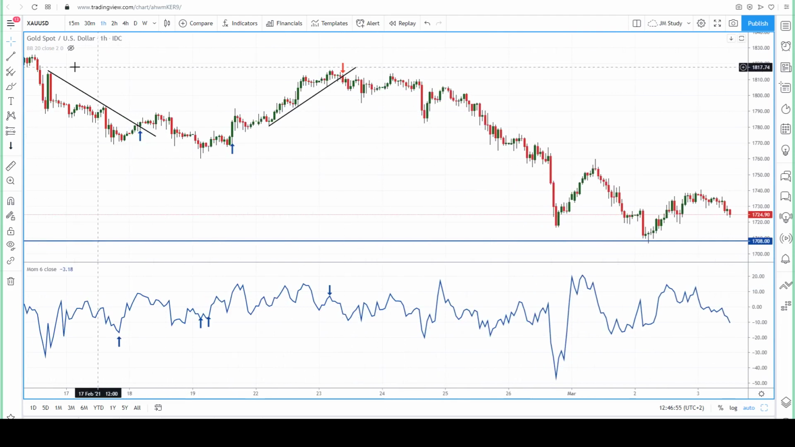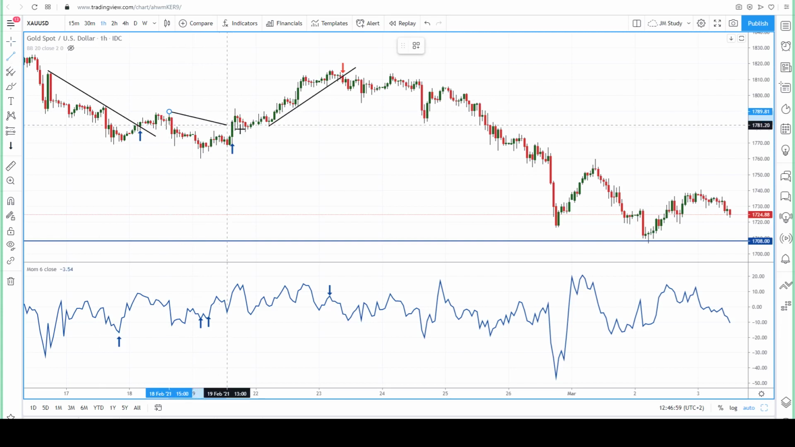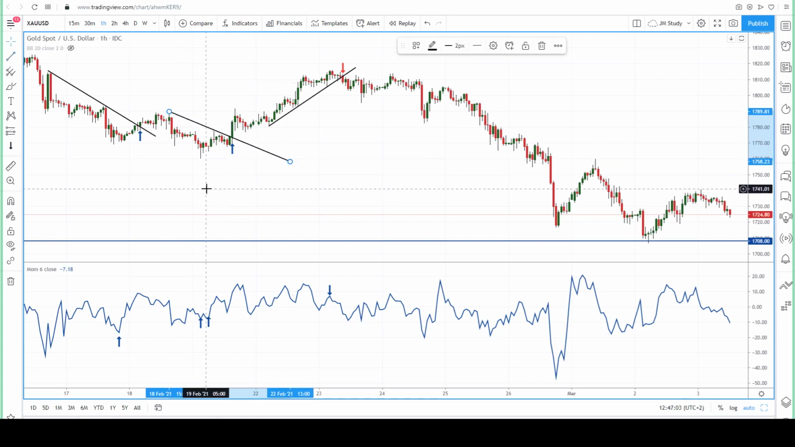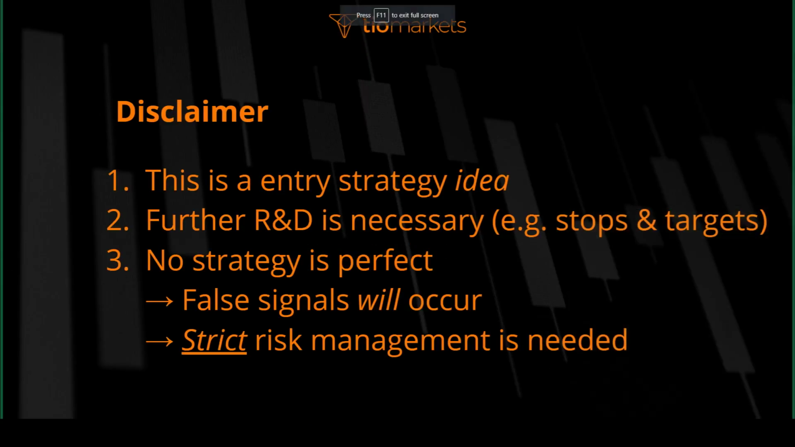Here we have the system idea, or the entry ideas. Now, as I said, I basically want to make sure that everybody gets this, because we have new people coming in. This is an entry strategy idea. You need other factors, you need other components for your strategy.